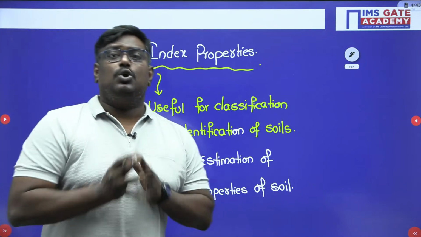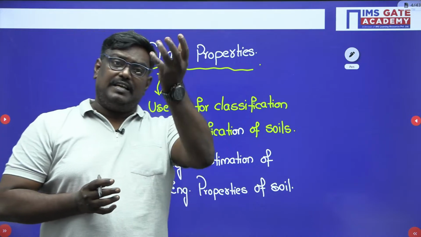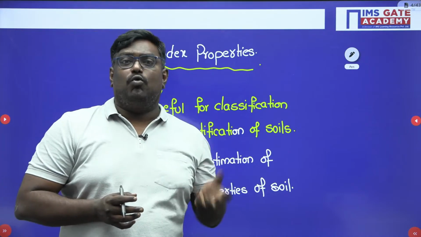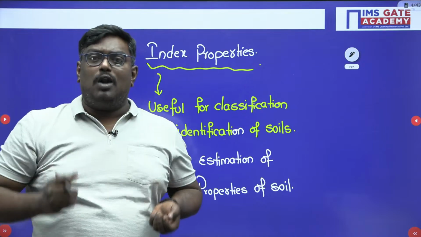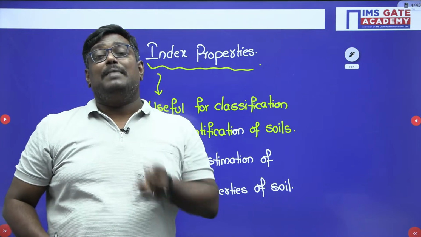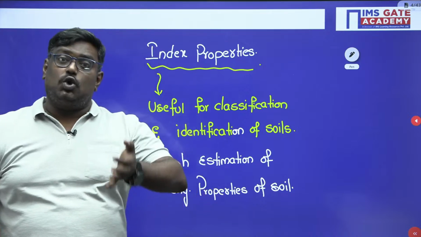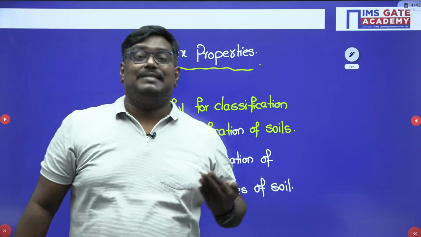For now, you remember permeability means if there is a water tank and a pipe valve is there. If you open the valve, water will flow. If you close the valve, water will not flow. So permeability is a property in the soil which allows the passage of flow.